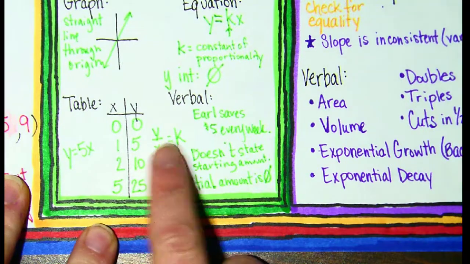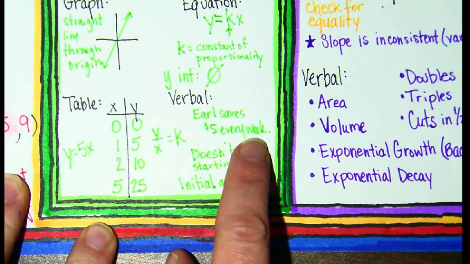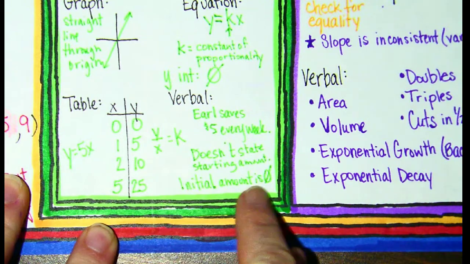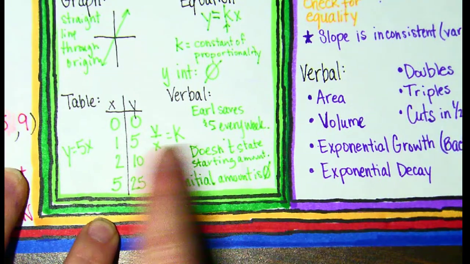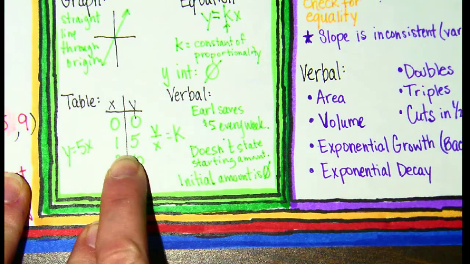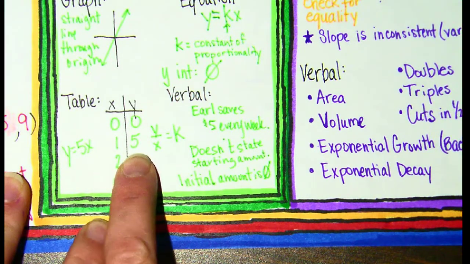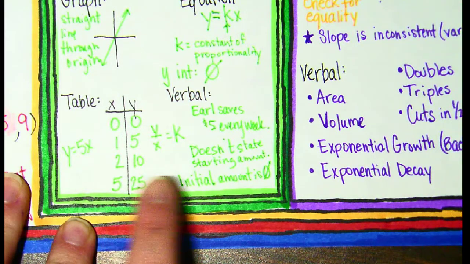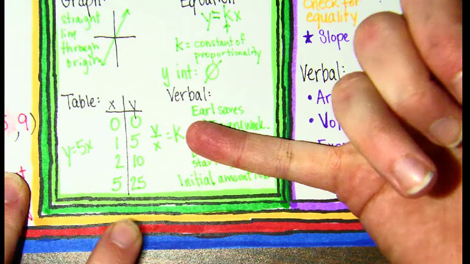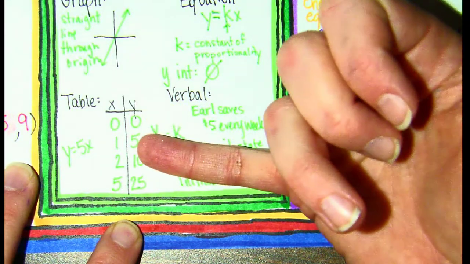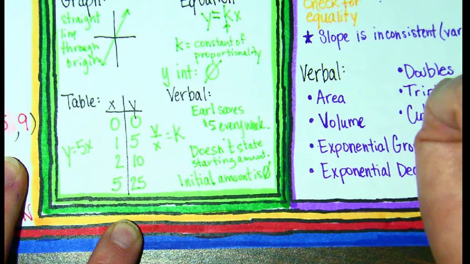For example, Earl saves $5 every week. It doesn't state a starting amount, so the initial amount is 0. Here you see the origin listed in the table. So after 1 week he has $5, 2 weeks he has $10, 5 weeks he has $25. You can find your constant of proportionality, or your slope, by dividing your y value by your x value.